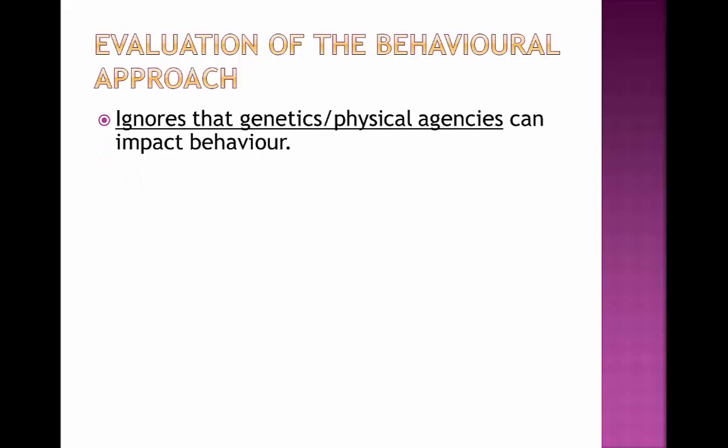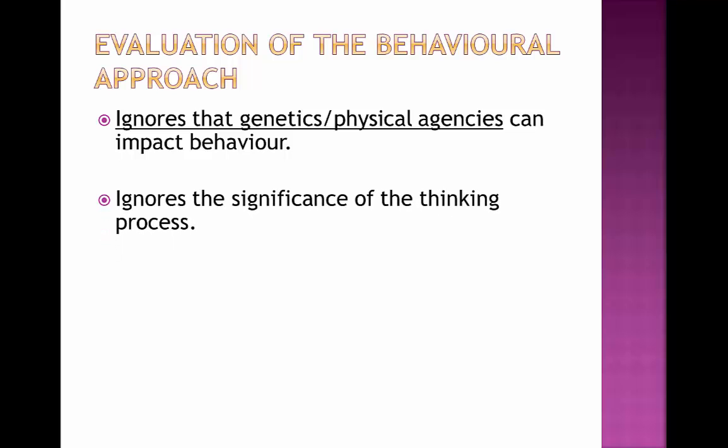Now we're going to evaluate the behavioural approach. Firstly, it ignores that genetics and physical factors can actually impact behaviour. So this simply says that all abnormal behaviour is learned through our environment by operant and classical conditioning, and it ignores that biological factors, which we looked at in the biological explanation of psychopathology, can actually influence abnormality. Also, it ignores the significance of thinking processes. This just states that everything you pick up for abnormal behaviour is learnt. However, it doesn't say, rationally, that we can think about what our actions are going to be.